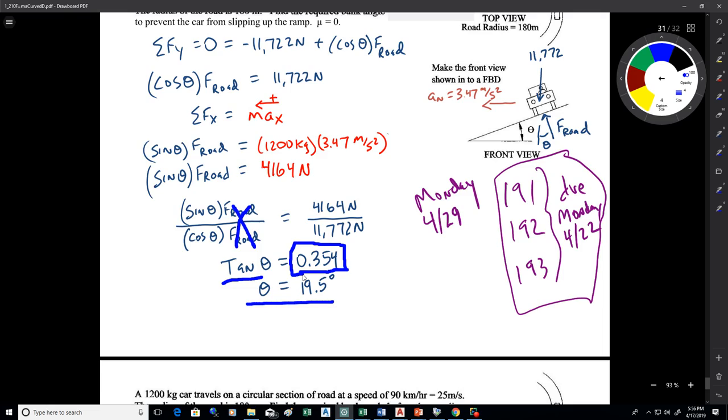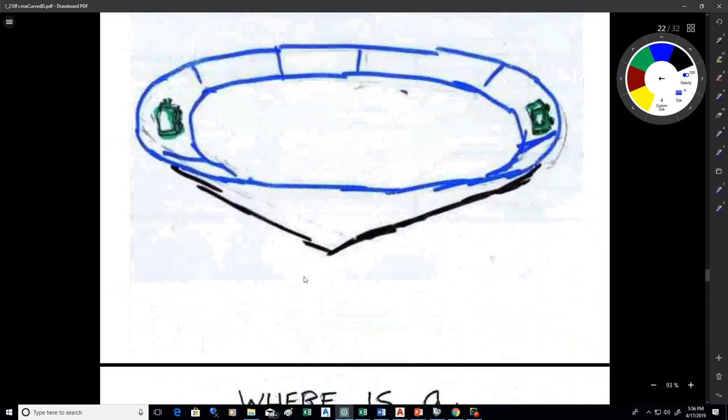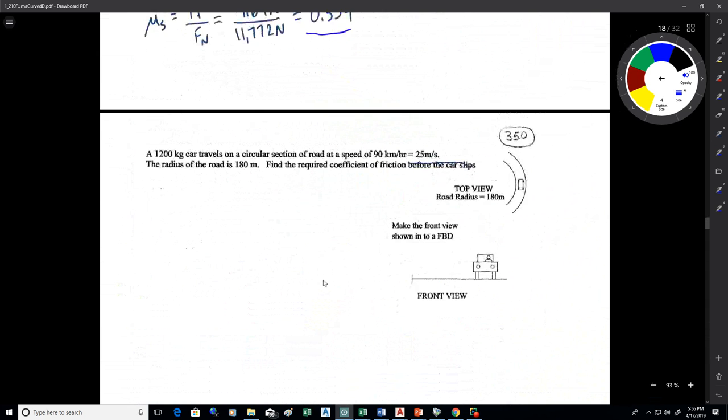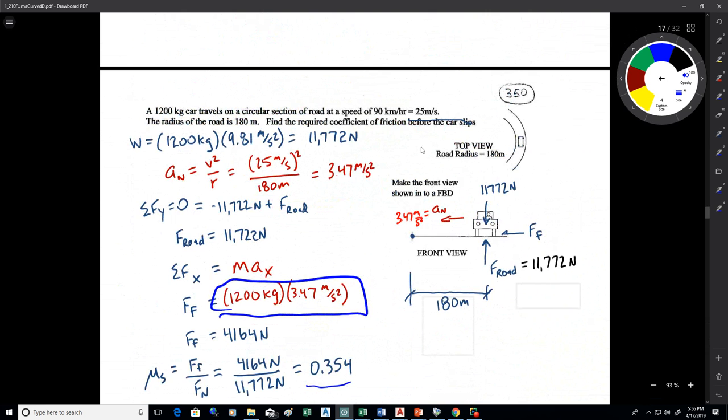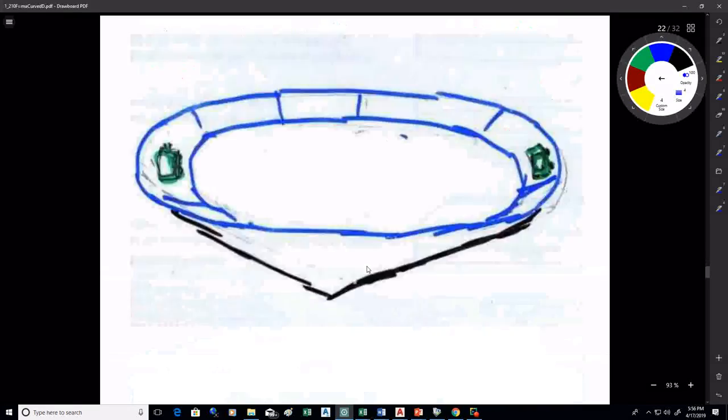Now, one thing I'll point out is that 0.354, see, that's the same coefficient of friction that we got up here. That's an interesting little relationship that you might see down the road. May not, but you might, so notice that, okay? So that bank, the slope, which is the tangent, I guess, is equal to the required coefficient of friction.